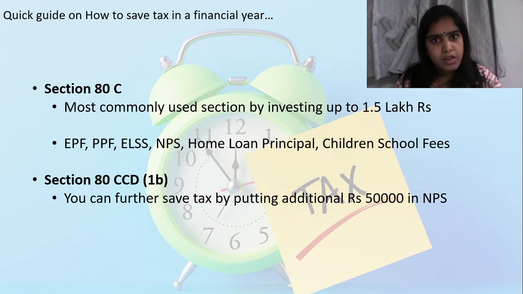50,000 rupees. You cannot invest this in the options that are under Section 80C, like EPF or PPF or ELSS. You can put the additional 50,000 rupees in NPS only.